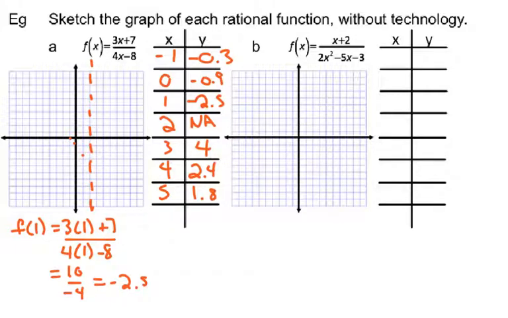What a graph does as it goes towards an asymptote is it hugs it. It will not do this. It will not go through those points straight through the asymptote because the graph can never touch the asymptote. What it will do is it will curve down in this case, and as it goes away from the asymptote, it will actually level off.